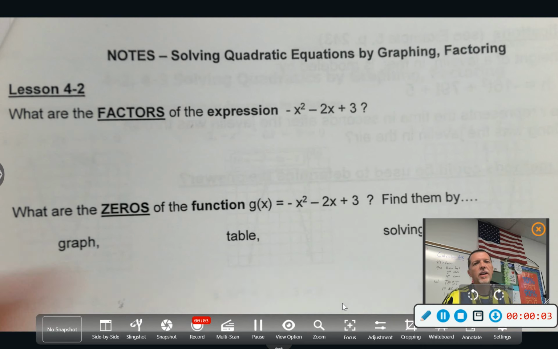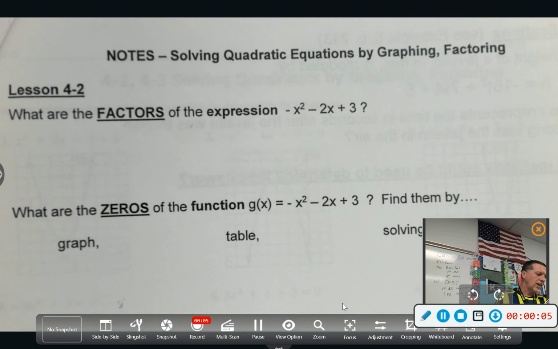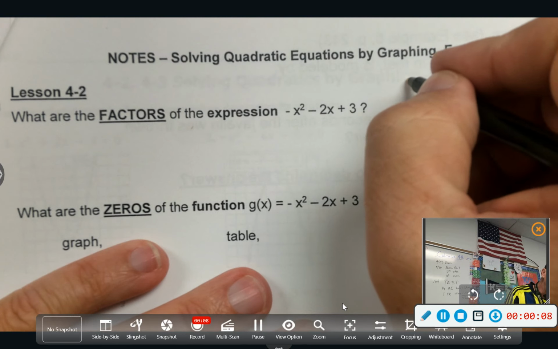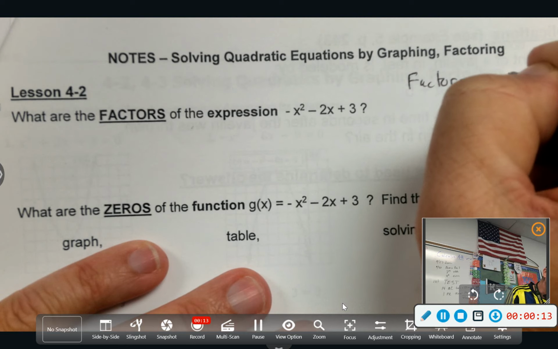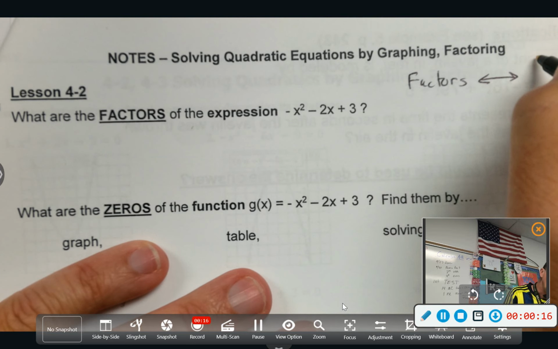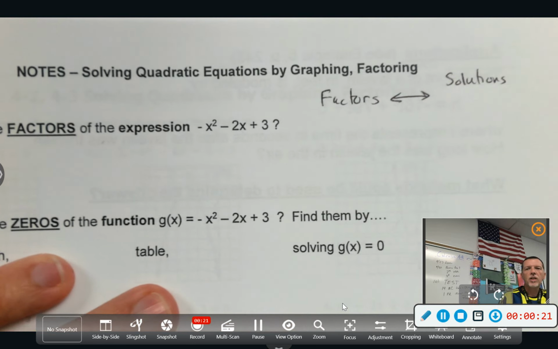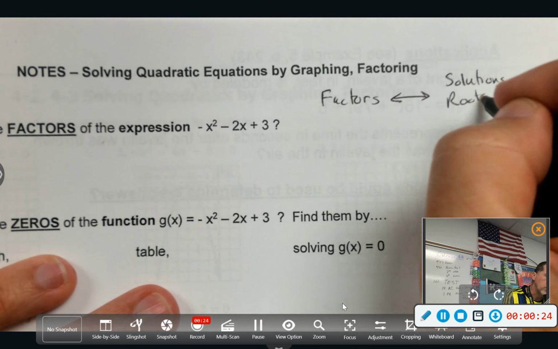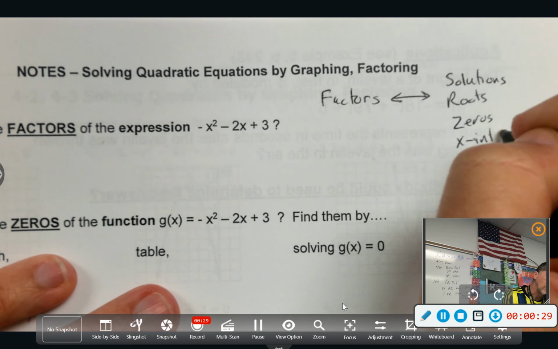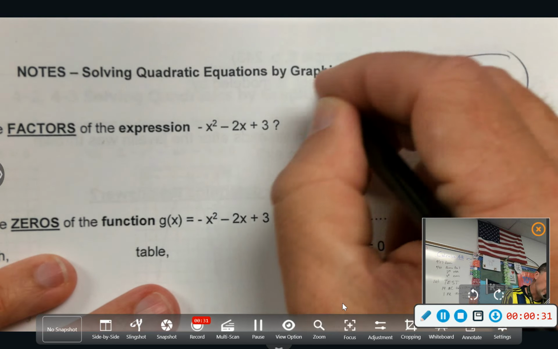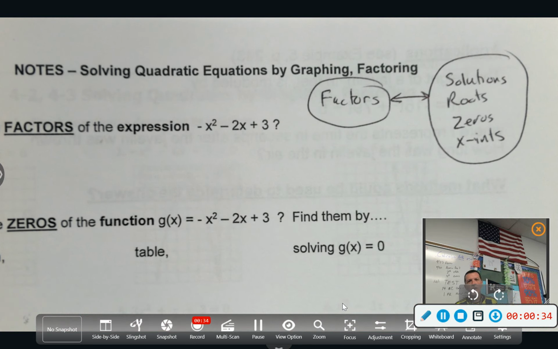Okay, lesson for today. Solving quadratic equations by graphing / factoring. The better thing to think about today is we're going to go from factors to solutions. And another name for solution is roots. And another name for solutions is zeros. And another name is x-intercepts. Like all those are kind of the same thing. So we're going to go from factors to solutions / roots, / zeros, / x-intercepts.